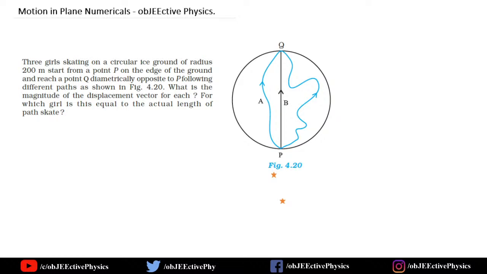Observe the diagram here. Starting point is P and ending point is Q. Path A, path B, and here path C. Three girls were moving from P to Q along the three different paths. For all the three paths, path lengths are different. But here what is asked in this question? What is the magnitude of displacement vector for each?